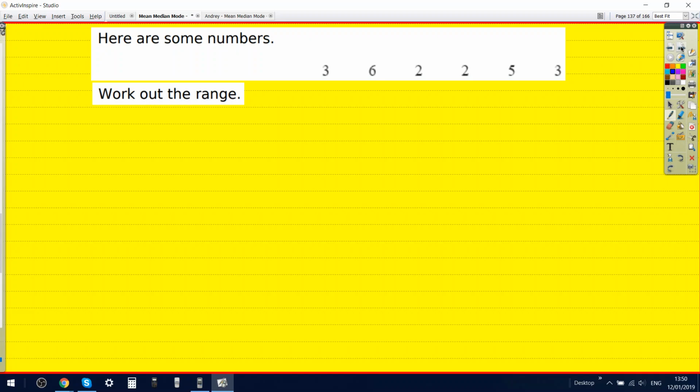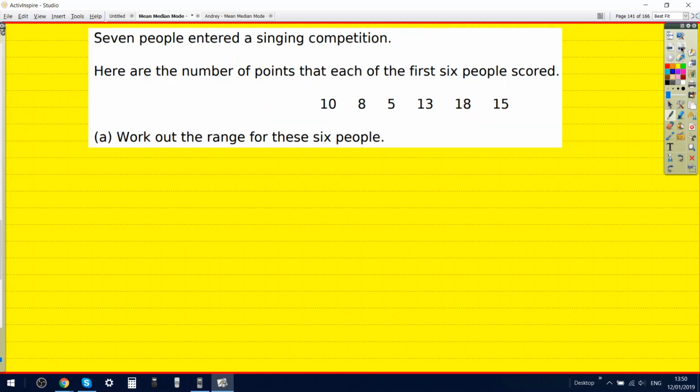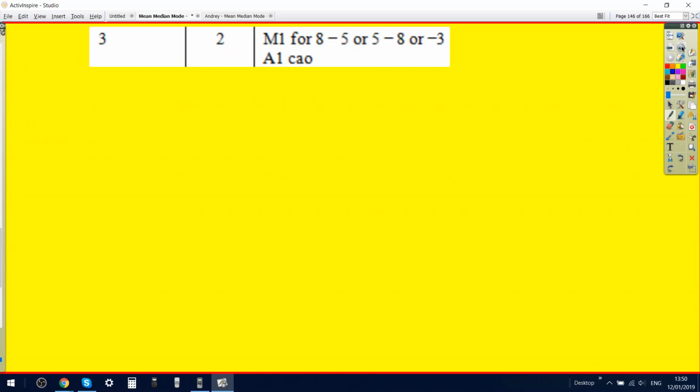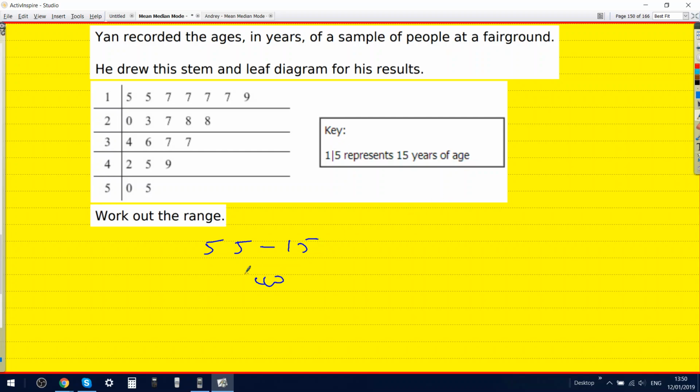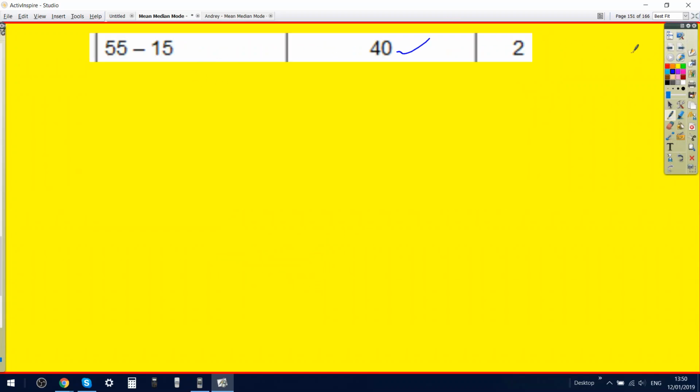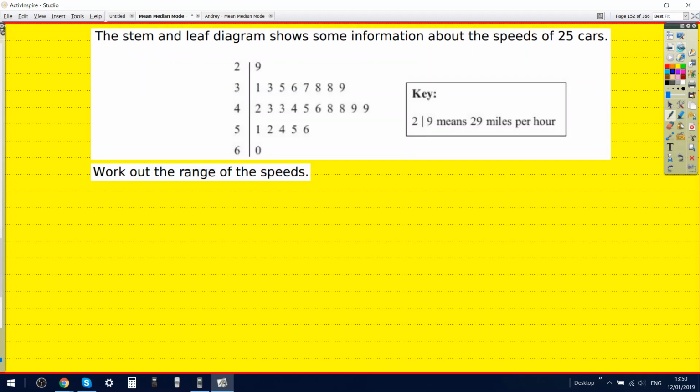So more numbers, bigger numbers, same idea. Okay, the range here. So the highest number is 55. And the lowest number is 15. So it would be 40. Yep. Oh yeah, 40. Okay, same idea.